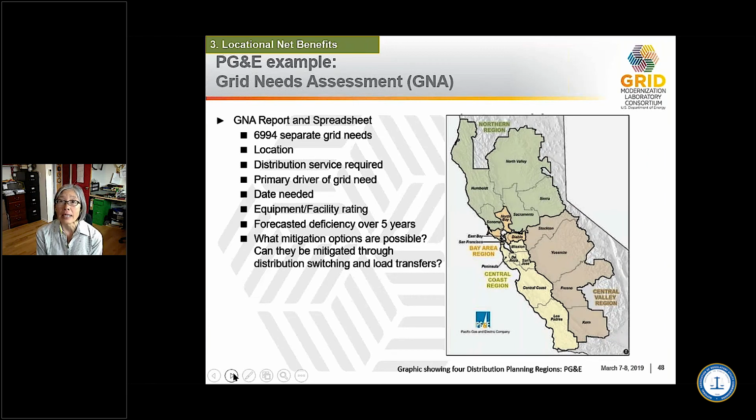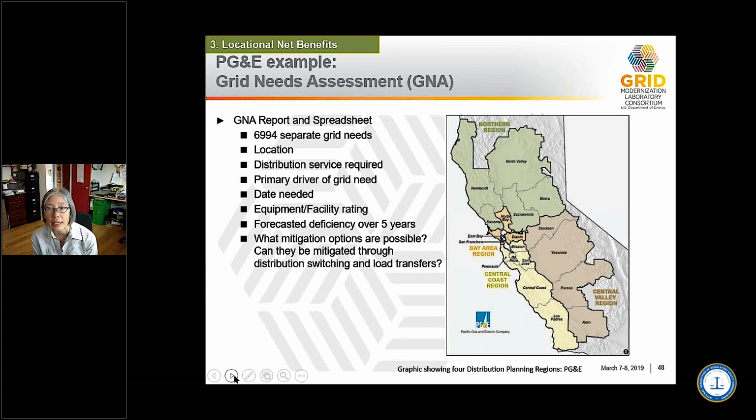So in the PG&E example for their grid needs assessment, they identified about 7,000 different grid needs. And again, they're telling you, where is it? Is it a voltage support issue, a reliability issue? Why do they have a need? Is it that demand is growing? What's the deficiency in terms of megawatts or in terms of reactive power? When is the date that that's going to be needed?